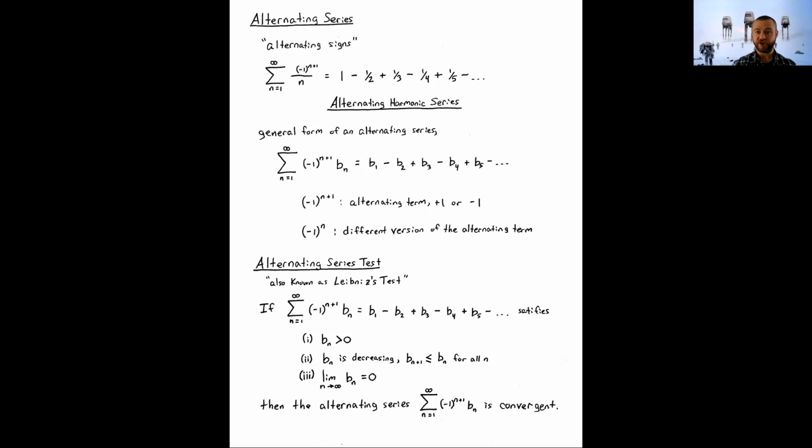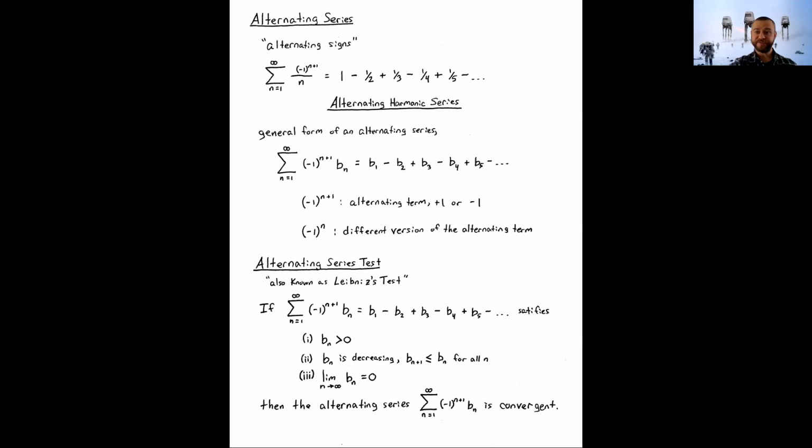All right, that is the first condition: the terms b sub n, the non-alternating terms, have to be strictly positive. A second condition for b sub n is that the non-alternating term b sub n has to be decreasing. So as n gets bigger, as we count up from n = 1, n = 2, n = 3 through all the terms, the term b sub n has to get smaller. And then the third condition is that the term b sub n, as n goes to infinity, has to approach 0.